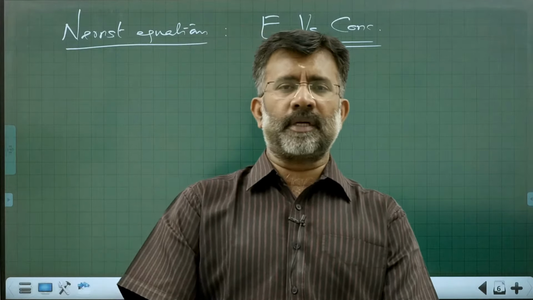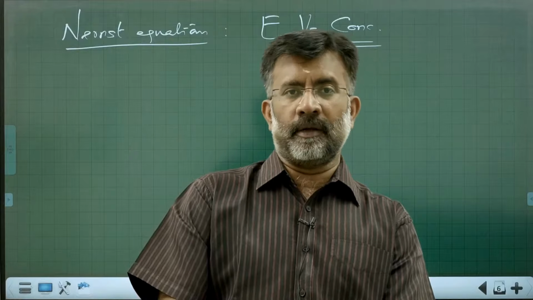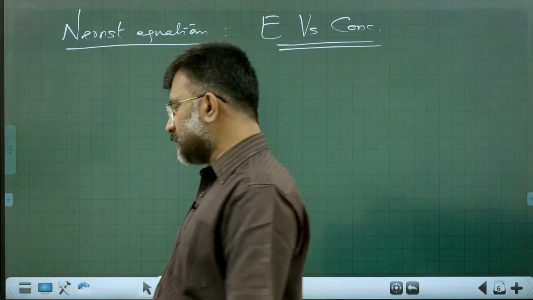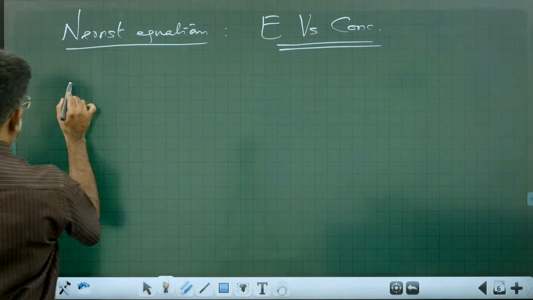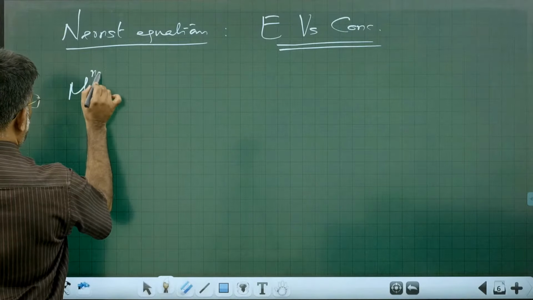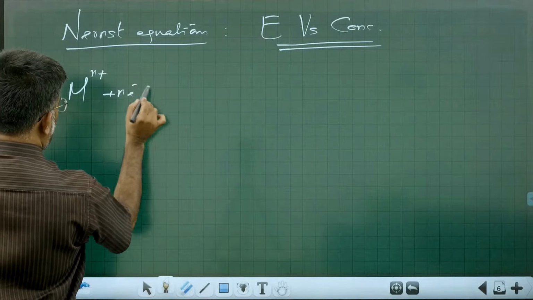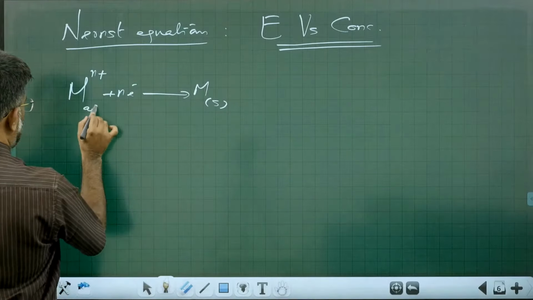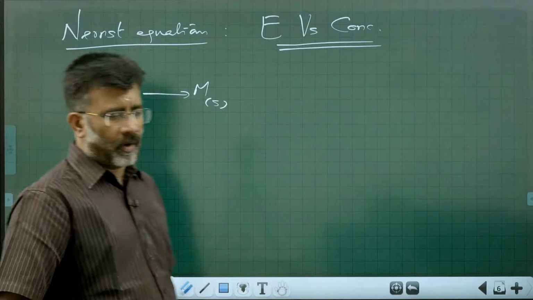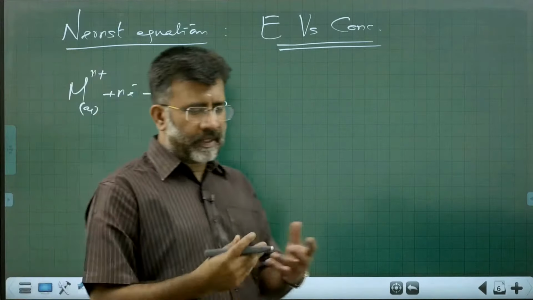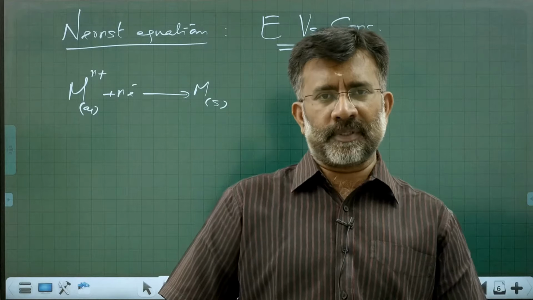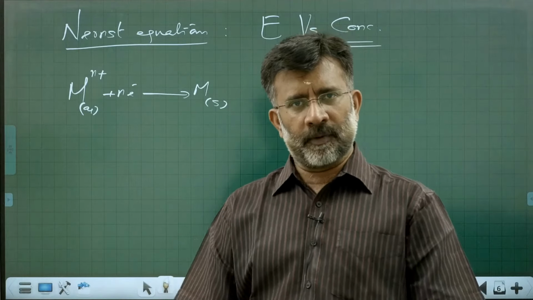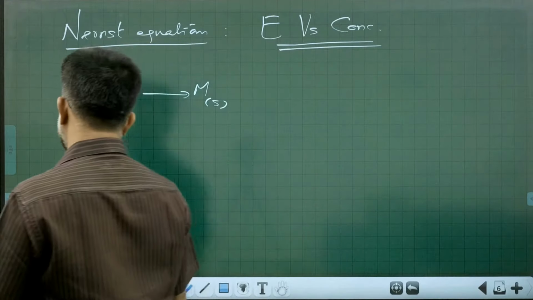How can the Nernst equation be understood? Suppose we take an electrode reaction, Mn+ plus n electrons giving M. Always the electrode reactions are represented as reduction-type reactions. So this is the way we represent an electrode reaction. How do you write the Nernst equation?